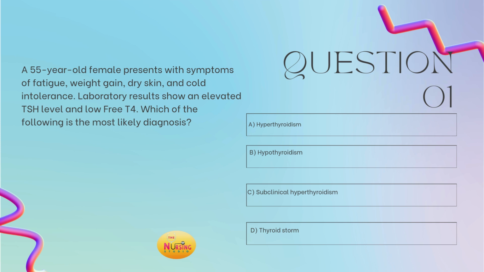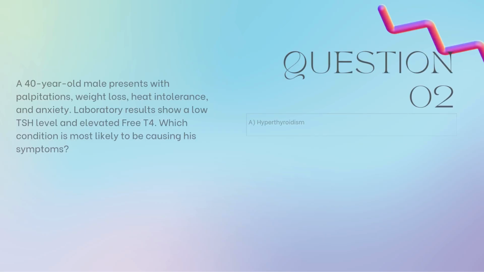But here the lab values should help you to confirm your differential diagnoses, right? So the TSH level is elevated, whereas the free T4 is low. Remember, with thyroidism, the TSH goes the opposite direction of what the terminology means. So hypo means low, TSH is elevated. So your best answer is B, hypothyroidism.